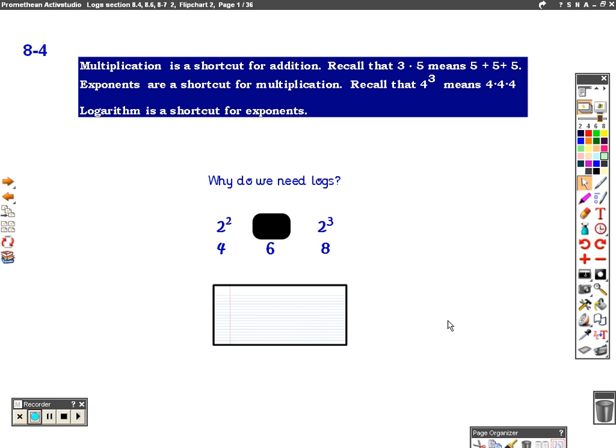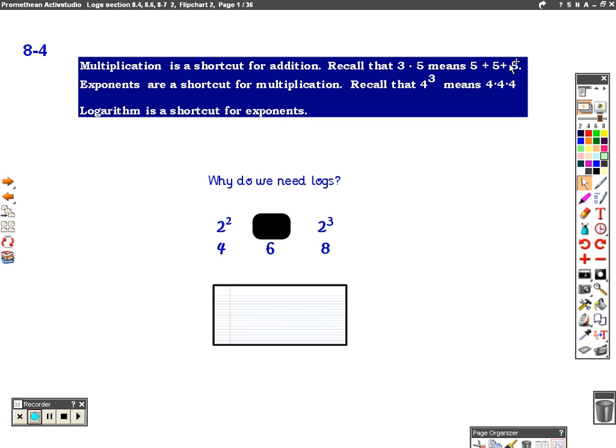So here it says multiplication is a shortcut for addition, right? Instead of going 5 plus 5 plus 5, we can go, oh, well, 3 times 5, because there are 3 5s. So multiplication was made as a shortcut for addition.